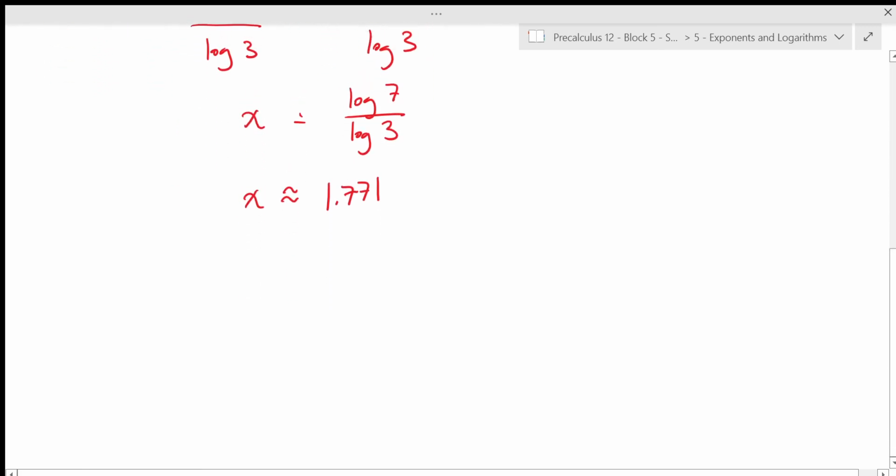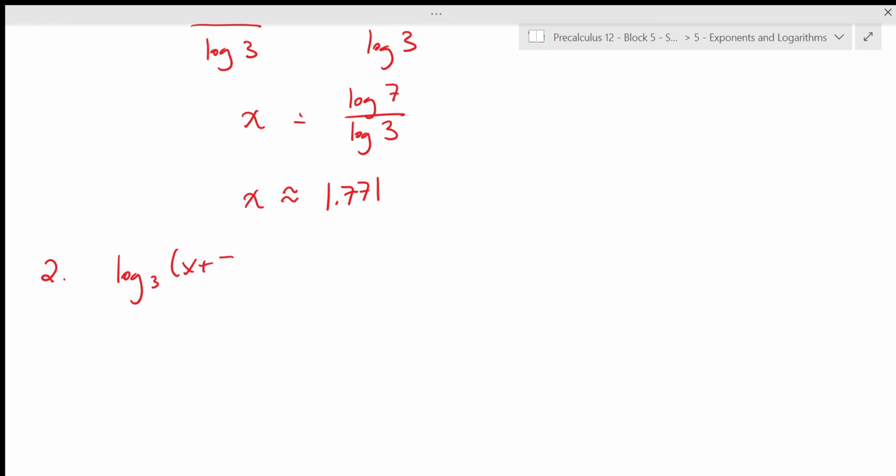Okay. So what about equations involving logarithms? So let's say we have an equation like this. So we have log base 3 of x plus 5 equals log base 3 of 2x minus 1. So if those two things are equal, if we have a log and the base is the same, we can actually just take away the log.